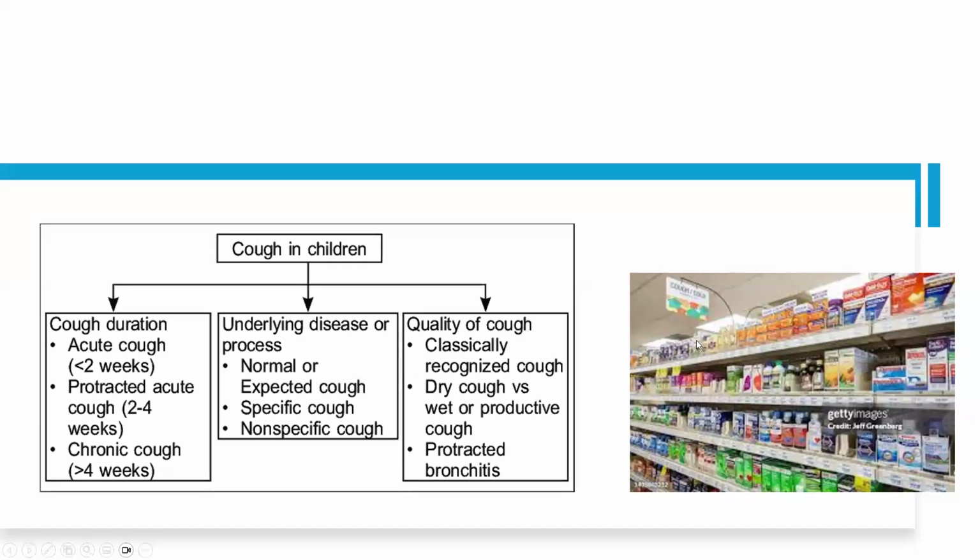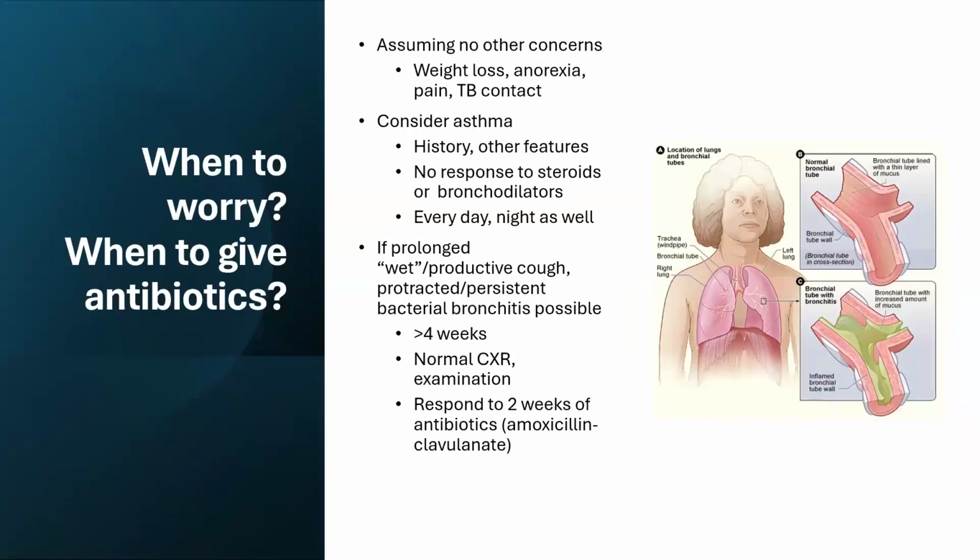This is just a picture to show how many cough syrups are out there and how few actually work, so they're not really our answer. So when should we give antibiotics and when do we worry? Assuming there are no other concerns, obviously we would worry if there's weight loss or anything to suggest TB or something more sinister. We know when we should consider asthma: when there's a history or other features, or no response to steroids or bronchodilators, and if it's occurring every day and night as well.